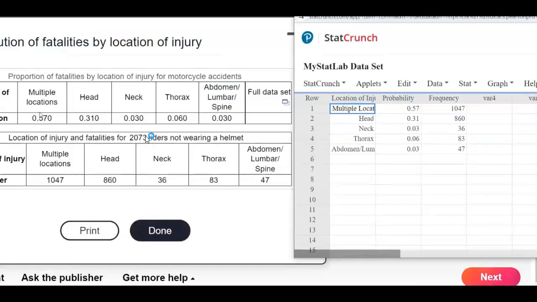Okay, so the probability in the population that somebody would have a fatality from having injuries in multiple locations is 0.57. That's 57%. And so what we have to try and figure out is what the expected count is. I have a formula for that in my notes, and the expected count is the number times the p, the probability. And so we could do that count over here.